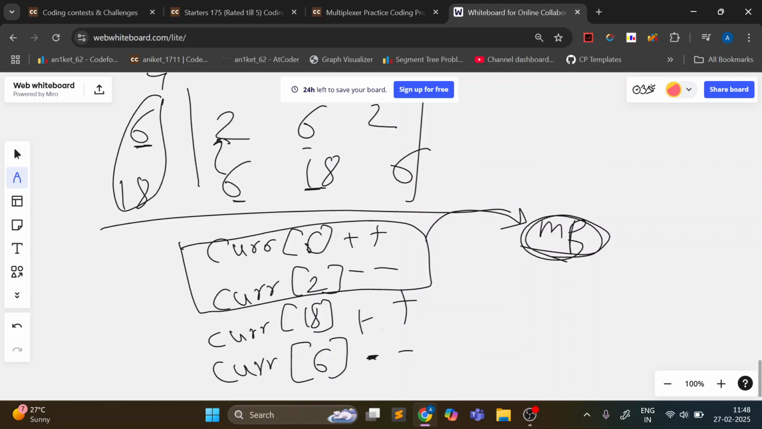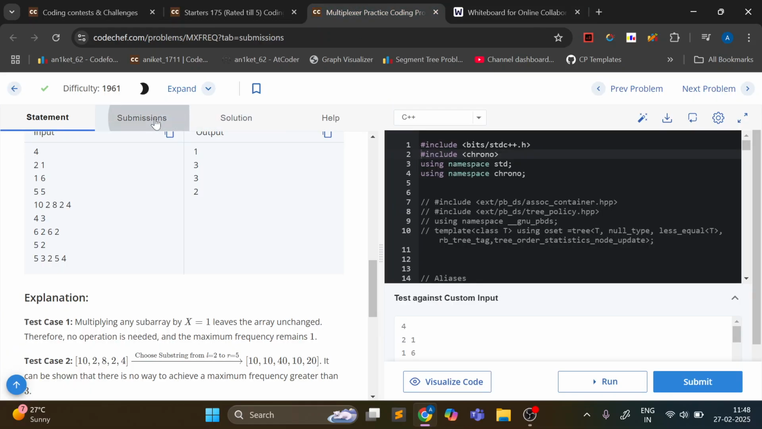So if we consider the ith element with the multiplier, its frequency would increase, its b value will increase, that is a of i into x. But at the same time, its original value, that is a i itself, will decrease. So this was a type of modified Kadane, a variation of Kadane's algorithm. So this was my solution. So let me just go through the code.